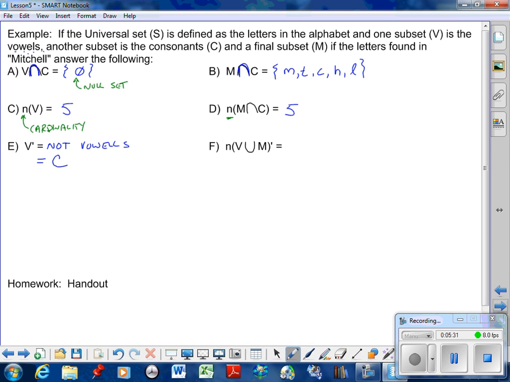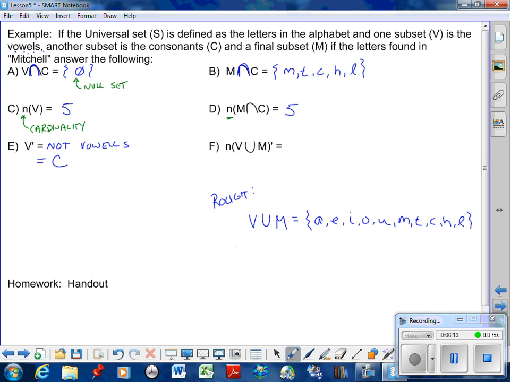Finally, V, so our vowels plus Mitchell prime. How many elements are in there? So the only way to really do this one is you're going to have to do a little bit of rough work yourself, because first of all, we need to find V union M. So I'll put rough down here. So what would that entail? What would that set look like? So it's all our vowels, A, E, I, O, U, and then the word Mitchell. So we would have an M. I already have an I in there. T, C, H, and an L. So there is my union.